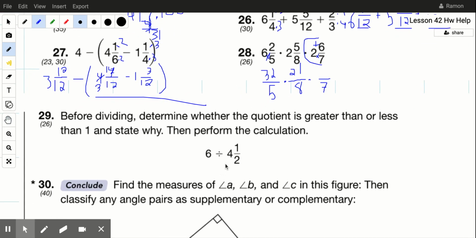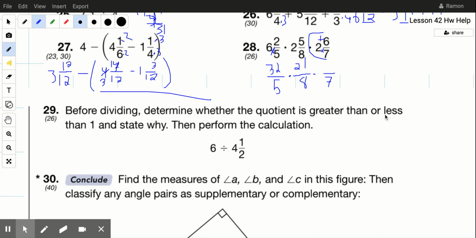All right, 29. Before dividing, determine whether the quotient is greater than or less than 1, and then you state why, then you perform the calculation. So here's the deal. The quotient is going to be bigger than 1. Why? Because the dividend is larger than the divisor. Anytime the dividend is larger than the divisor, your answer is going to be greater than 1. That's just a fact. If your dividend is smaller than the divisor, you will have a quotient that is less than 1. Now, the exceptions here are when you get to integers, so positive, negative numbers. But in this case, they're all positive, so we're good.